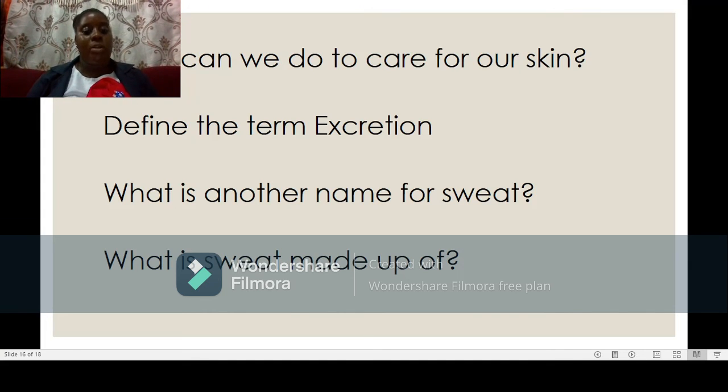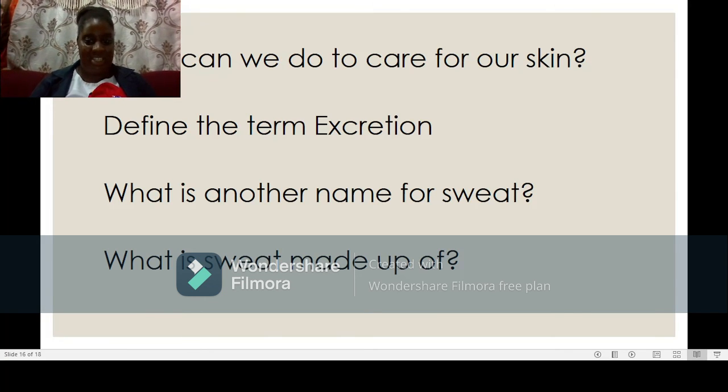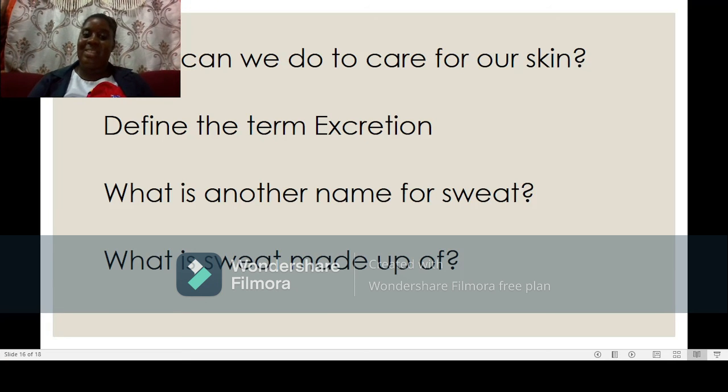Next, we have what is another name for sweat. And I would have used that word earlier in our lesson. So if you were paying attention, you would know the answer immediately. And lastly, this one is going to be very difficult. Nonetheless, I want you to give it a try. I would like you to tell me, what is sweat made up of? We know it's a waste, but what is inside this waste? Okay, now I'd like you to take a few minutes and answer these questions, and when you get back, we will discuss.